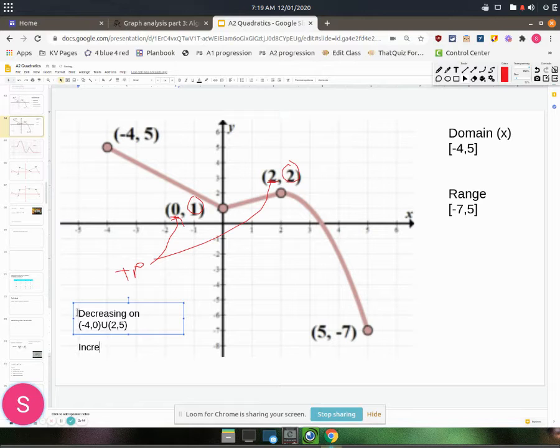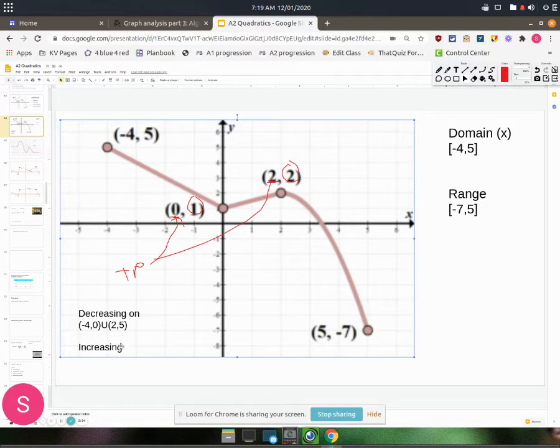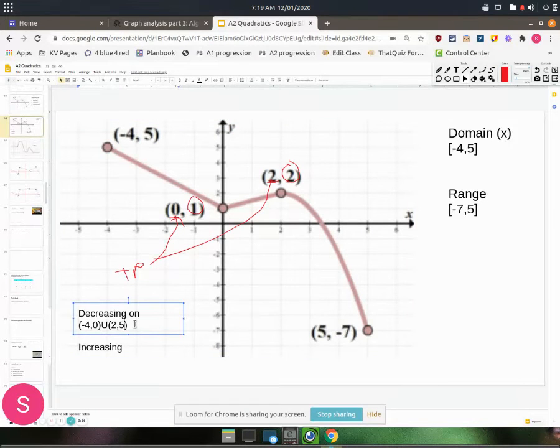And then increasing would be this one interval right here, which would be an x value of 0 and an x value of 2. So it's increasing from 0 to 2. Okay.